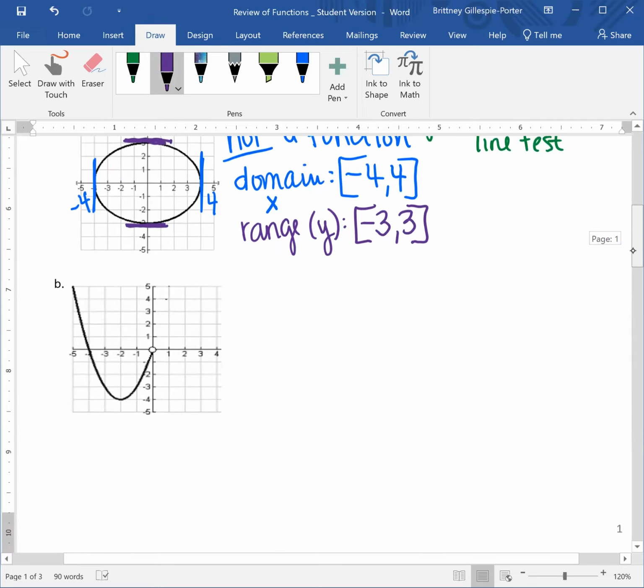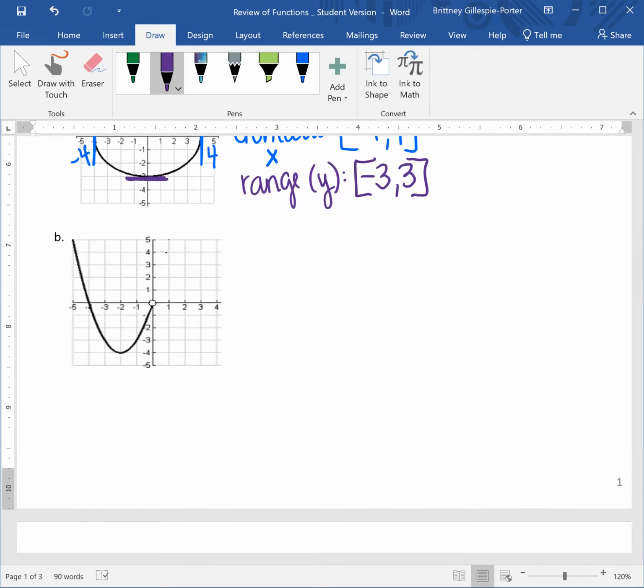Part B is similar. It may look a little scary, but don't worry, we're going to be all right. Remember, when a graph like this does not have a closed dot or open dot at the end, that means the graph is going to keep going. It's got a little arrow on it.